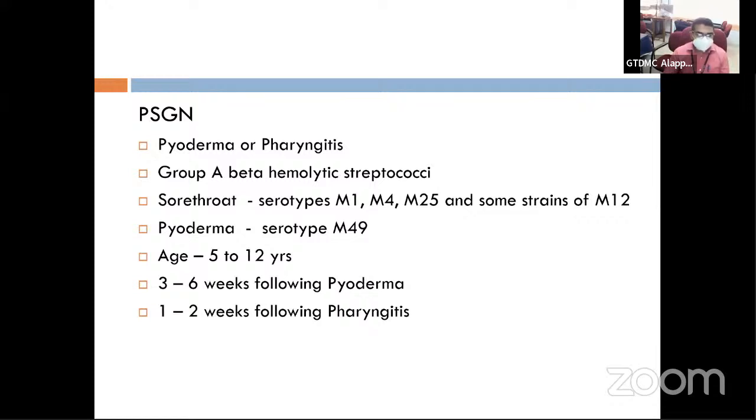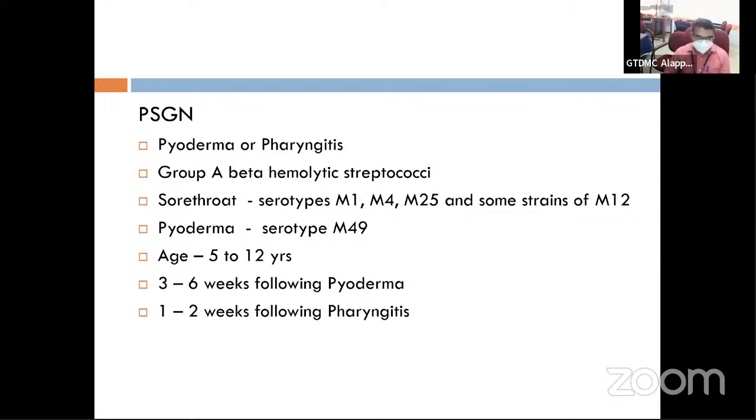The age group for post-streptococcal glomerulonephritis is 5 to 12 years. It takes some time for this much immune response to take place, so 5 years is the minimum age. It is very rare below 3 years of age. Below 3 years of age, you have to think of other causes of nephritis.